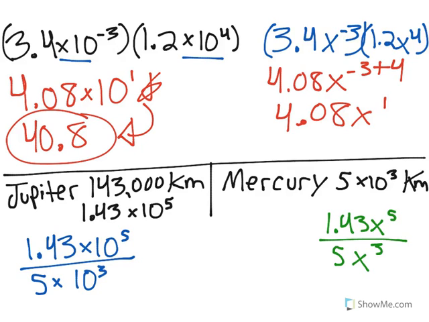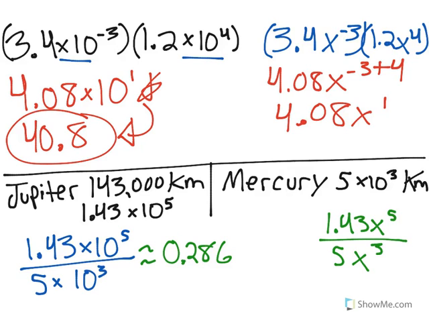So 1.43 divided by 5. And that's going to give us 0.286. So I'm going to go ahead and write that in. 0.286, and then we now are going to subtract the exponents.